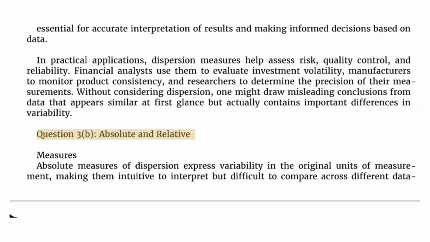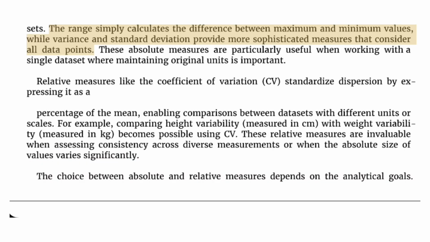Question 3b. Absolute and relative measures. Absolute measures of dispersion express variability in the original units of measurement, making them intuitive to interpret but difficult to compare across different datasets. The range simply calculates the difference between maximum and minimum values, while variance and standard deviation provide more sophisticated measures that consider all data points.